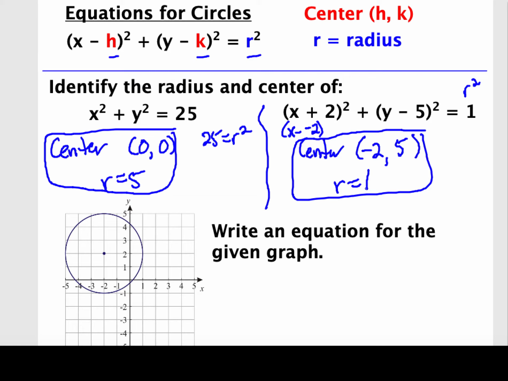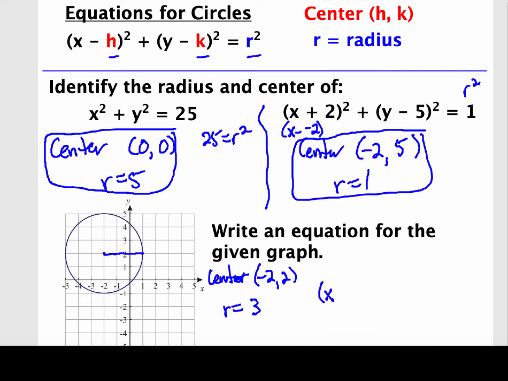Let's take a quick look at that graph down at the bottom. Again, write an equation for the given graph. The main idea is we need to identify the center. So it looks like we had a center of negative 2, 2. And it looks like we have a radius of about 3 units: over 1, 2, 3 units, or up 3 units, down 3 units from that center. So the radius is 3. That makes it very simple to write our equation.